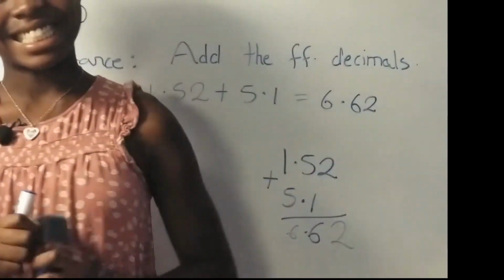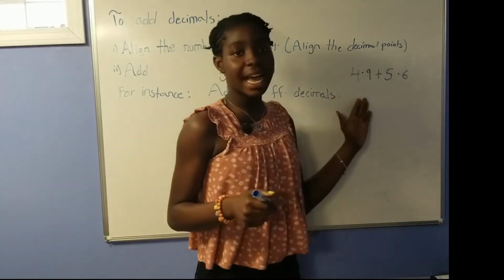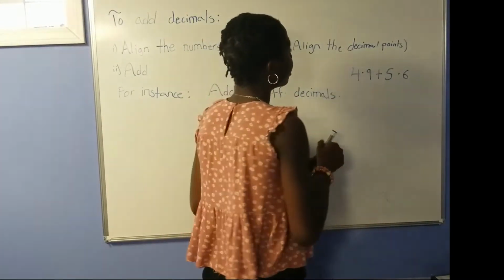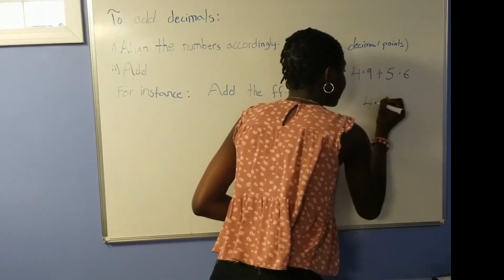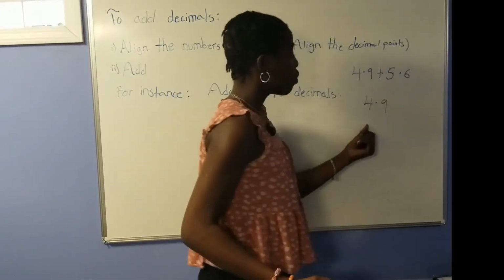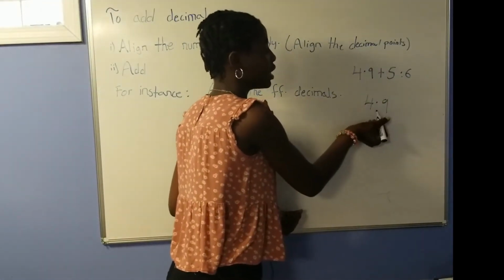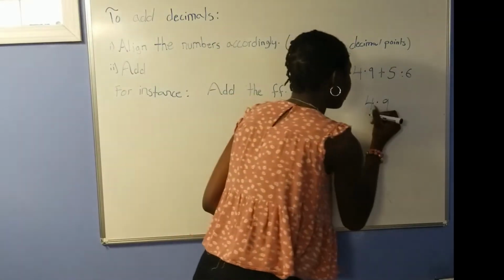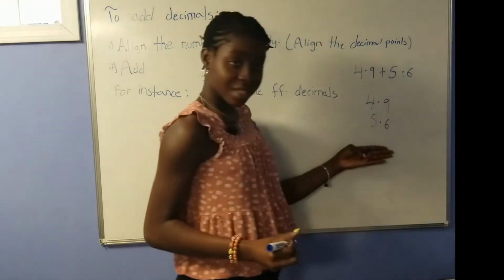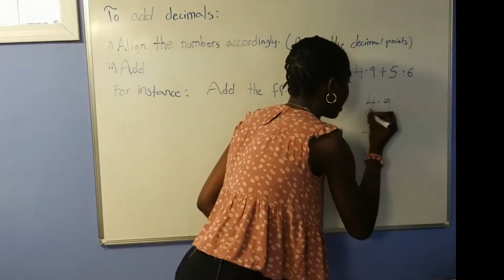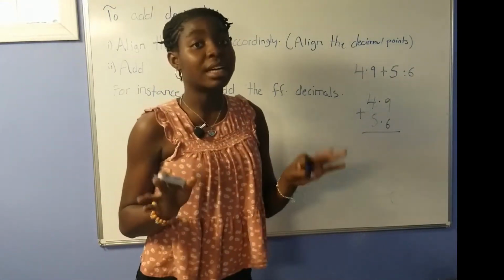Let's move on to the next example. For our next example, we have 4.9 plus 5.6. So to add this, our first step is to align the decimal points. I have 4.9, and I need to make sure that this decimal point comes right underneath this decimal point. So I'll put 5.6 this way. And as our second step said, add, just the normal addition.